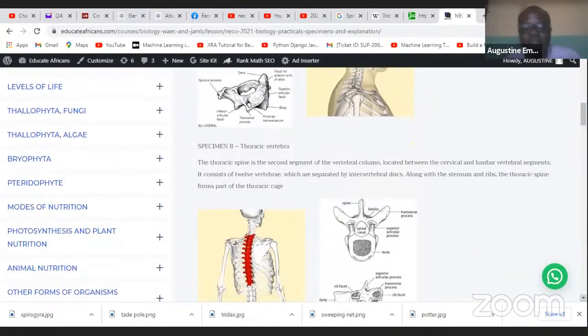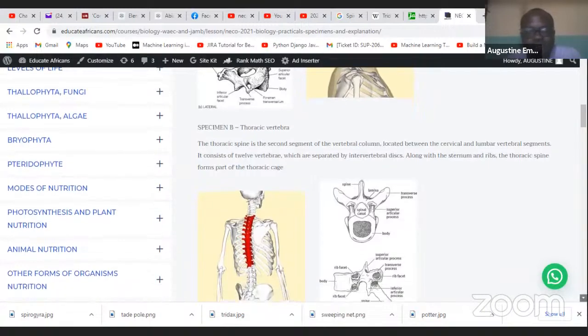Then if you go down immediately after the axis, you have the thoracic spine. The thoracic spine is the second segment of the vertebral column, located between the cervical and the lumbar vertebrae. It consists of 12 vertebrae, you can count 12, which are separated by intervertebral discs along with the sternum and ribs. The thoracic spine forms part of the thoracic cage. So this is the thoracic vertebrae.